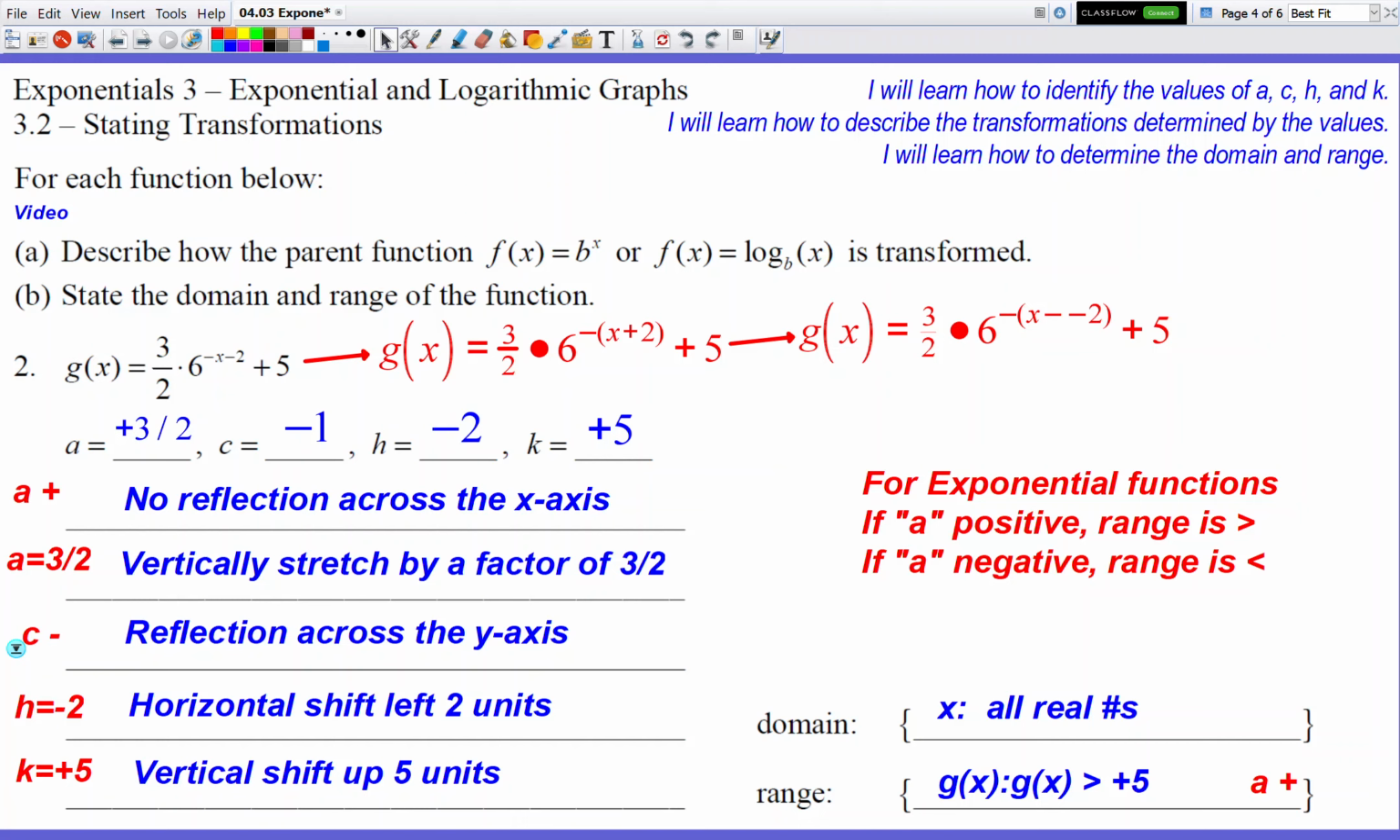So next part, domain and range. Domain, because this is an exponential function, it's all real numbers. Your favorite. You love that, right? Range, on the other hand, all depends on the sign of a.